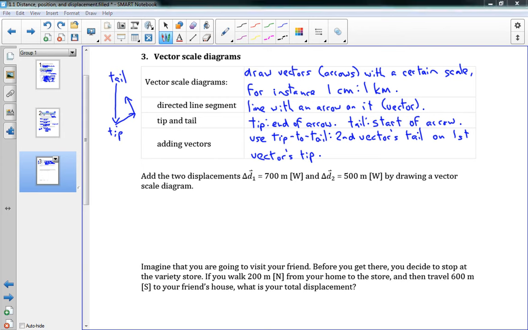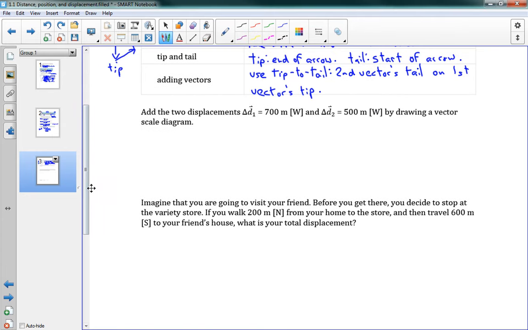Okay. So we're going to do just a couple examples and then we're done with the lesson. So here it says add the two displacements, displacement 1 and displacement 2. So we have 700 meters west and 500 meters west by drawing a vector scale diagram.